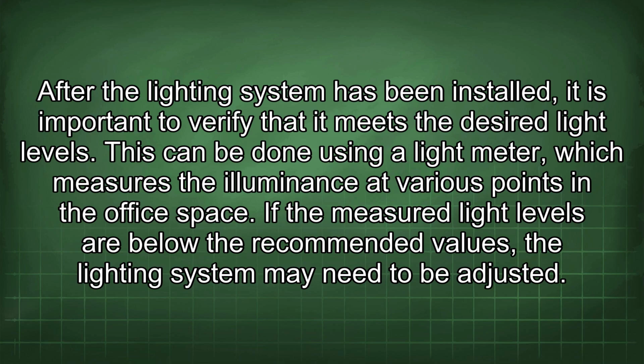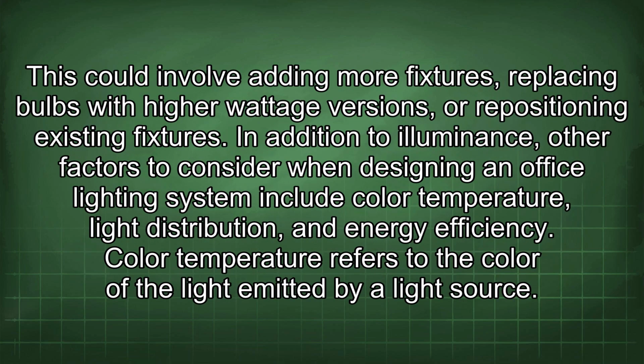After the lighting system has been installed, it is important to verify that it meets the desired light levels. This can be done using a light meter, which measures the illuminance of various points in the office space. If the measured light levels are below the recommended values, the lighting system may need to be adjusted. This could involve adding more fixtures, replacing bulbs with higher wattage versions, or repositioning existing fixtures.